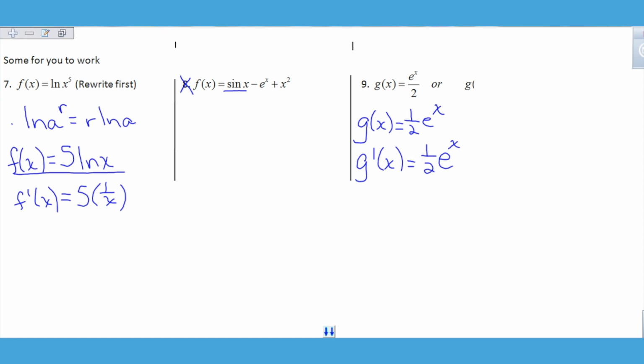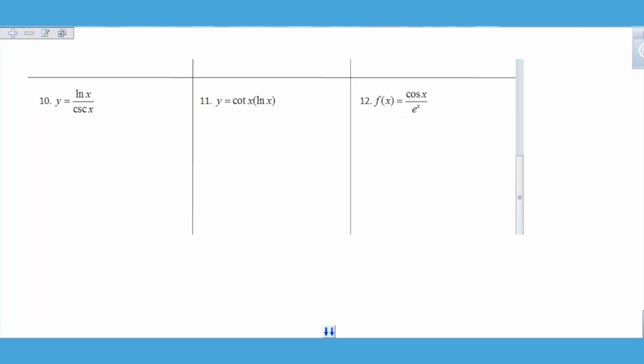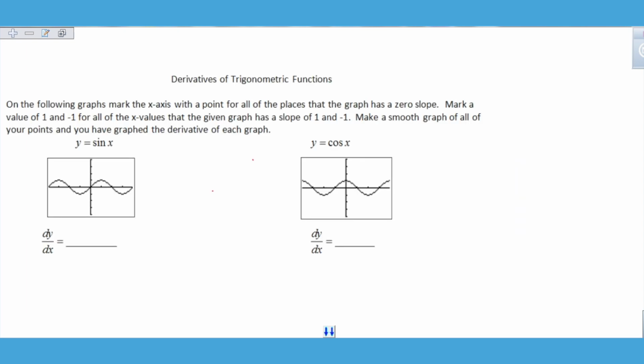All right, I think that does it. Let me see. Oh, Lordy. I have some more, but they all have trig functions in them, so we'll have to come back to those.